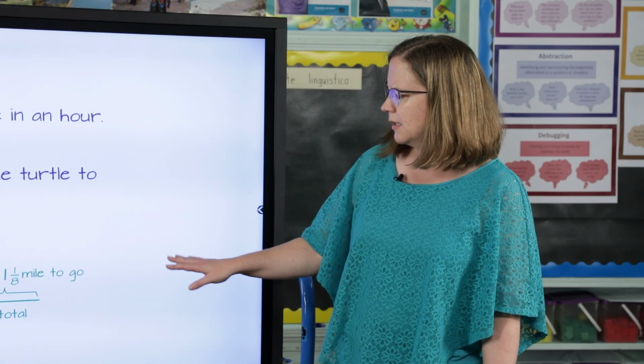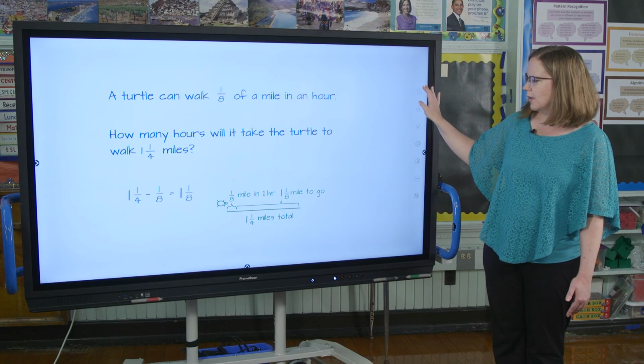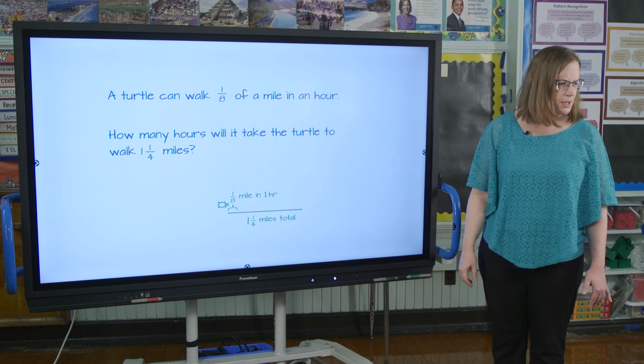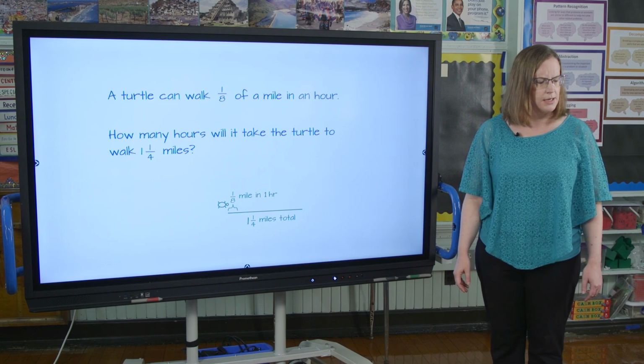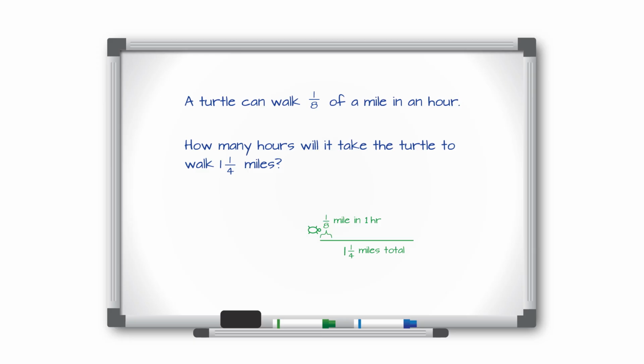So let's erase your 1 1/8 and maybe also your equation, because we know that wasn't quite right. And look at this picture again. So what are you trying to find out? If it wasn't the distance left, what were you trying to find out? Yeah, so how many hours, so an amount of time it's going to take him to walk the whole distance, right? So how could we put that into our picture?